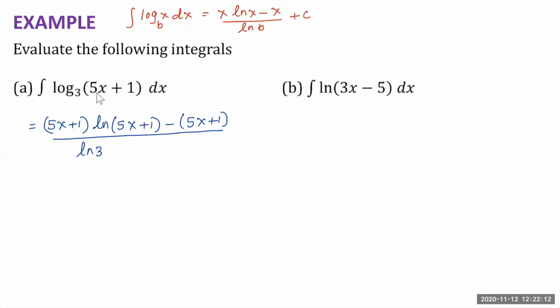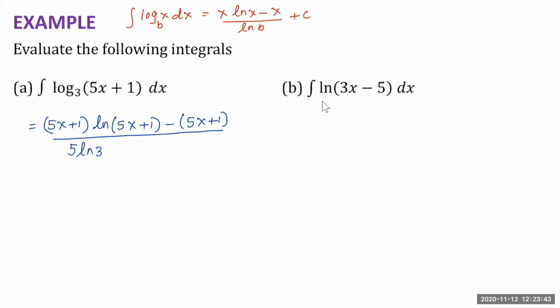But here our argument is 5x plus 1. So we also need to divide by the derivative of the inside function. The derivative of 5x plus 1 is 5. So we divide by 5. So 5 will be there. So that is the answer for the first part.